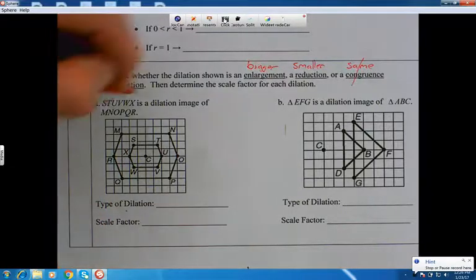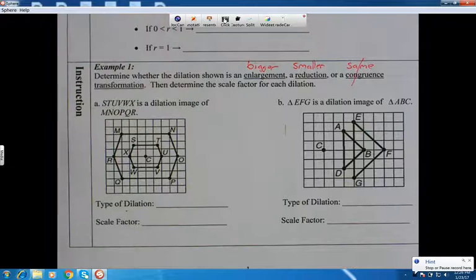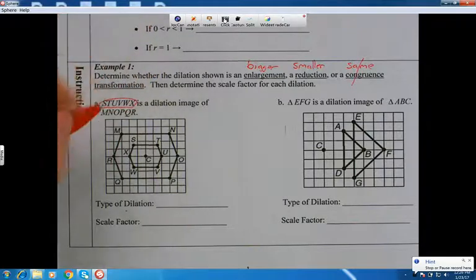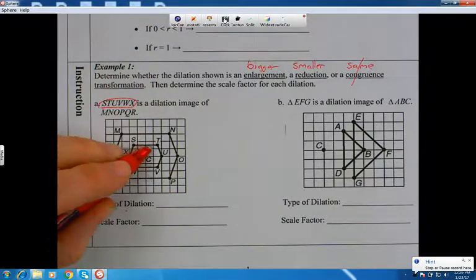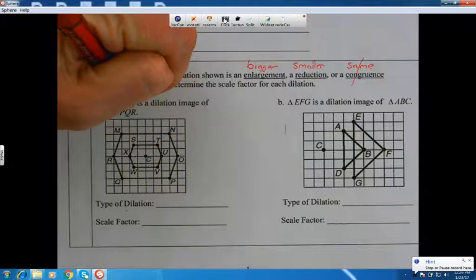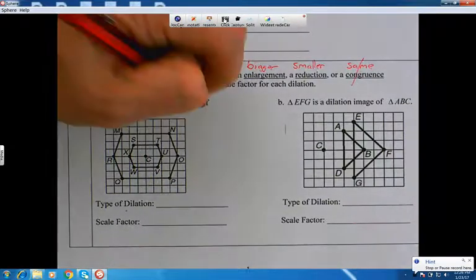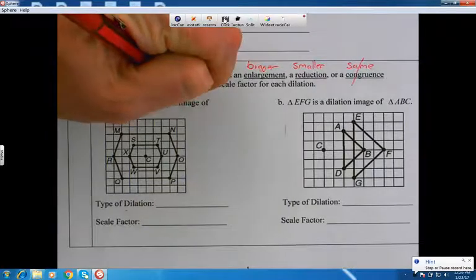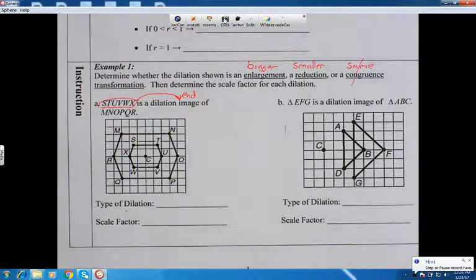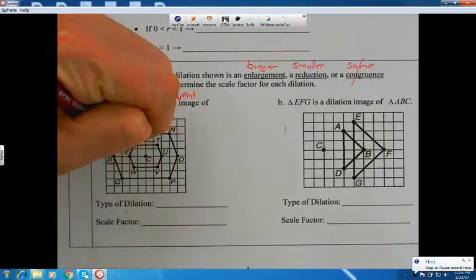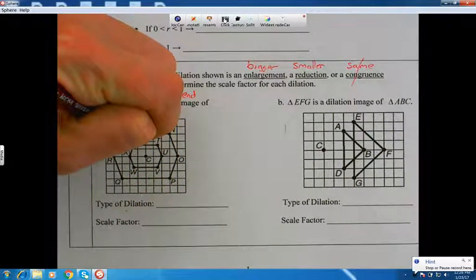To do that, we have to read this part up here. So it tells us, and this is important, that this shape right here, which we can see is this one, is the image. What you need to know is that the image is like the second one, or like the ending after the problem was done. So this right here is the image. It's like the end of the problem.